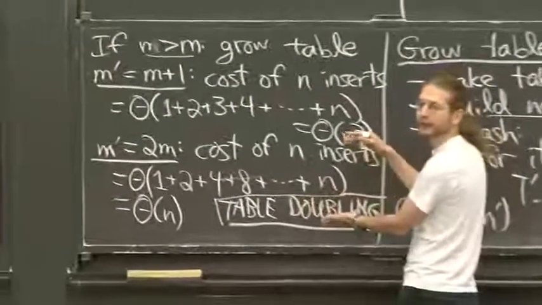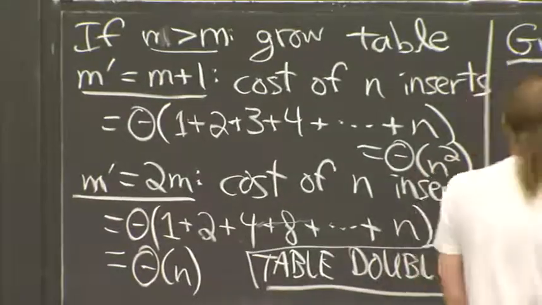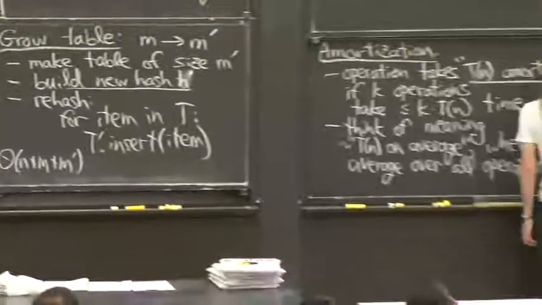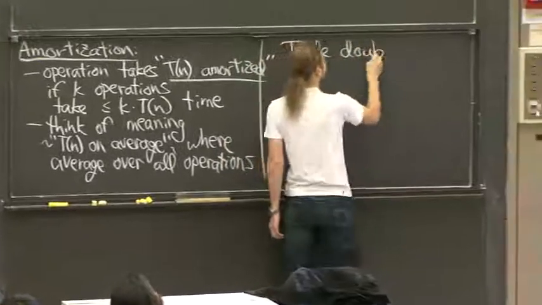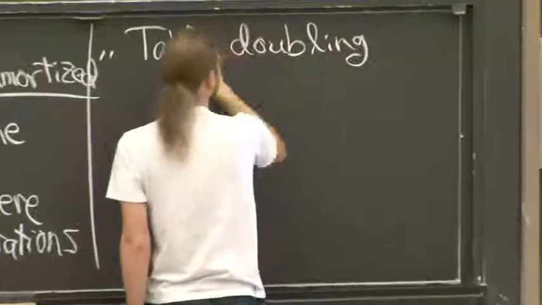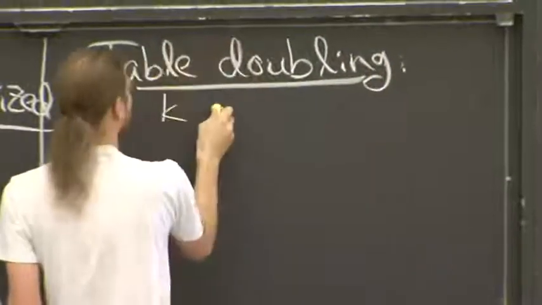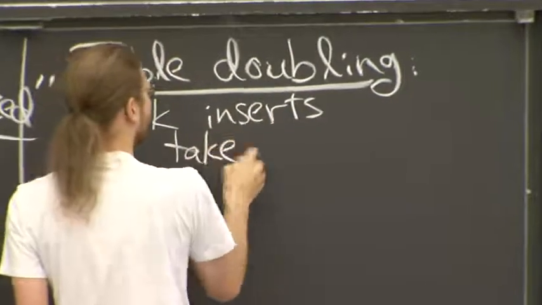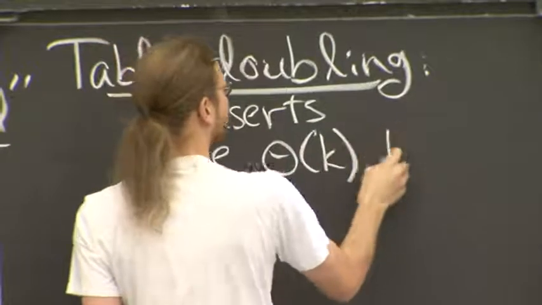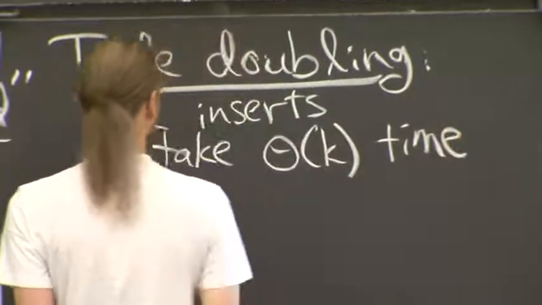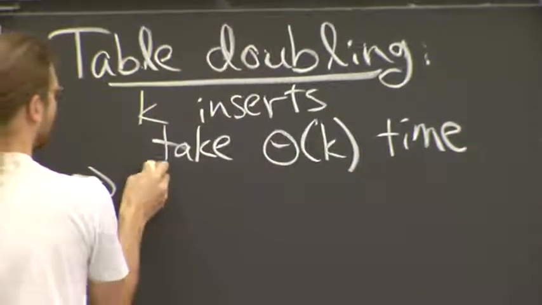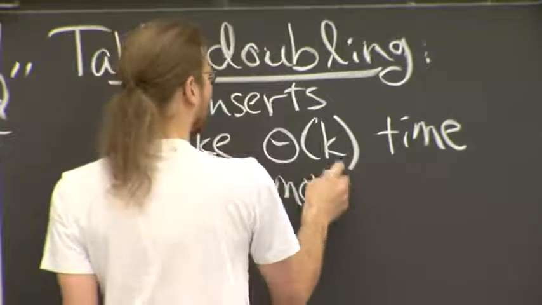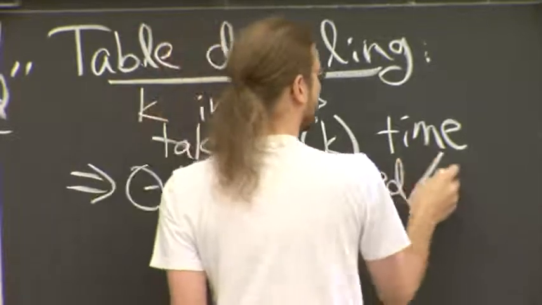Because it's n in total. Well, at this point, we've only analyzed insertions. Haven't talked about deletions, but k inserts, if we're just doing insertions, take Θ(k) time in total. So this means constant amortized insert.